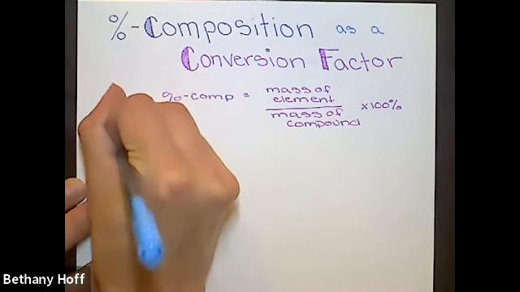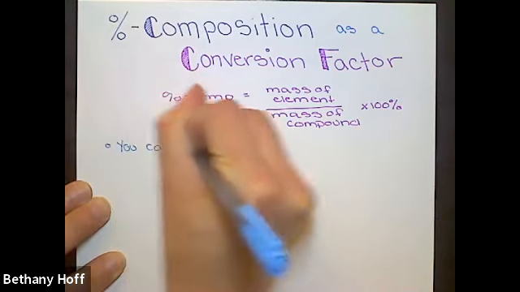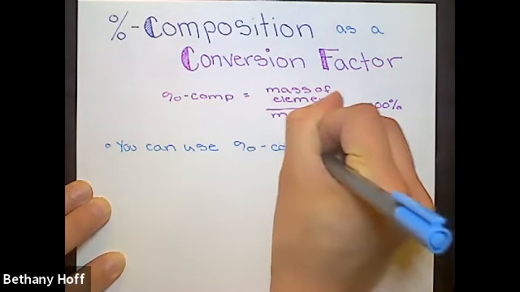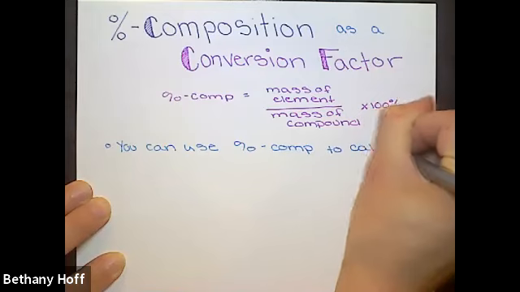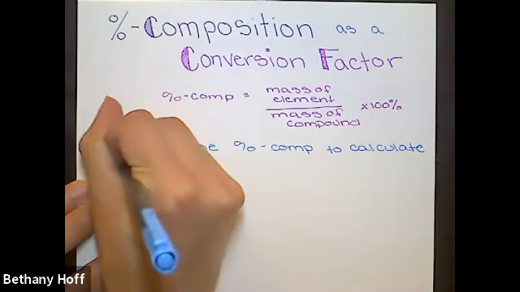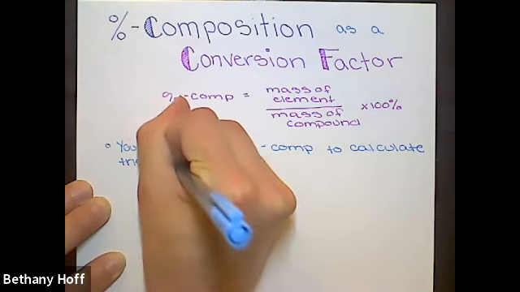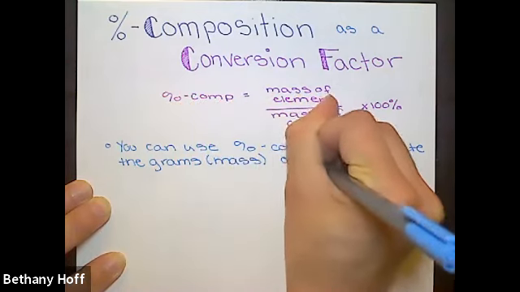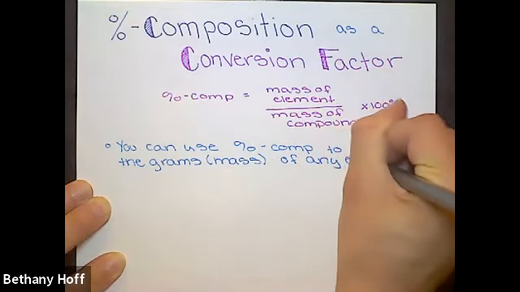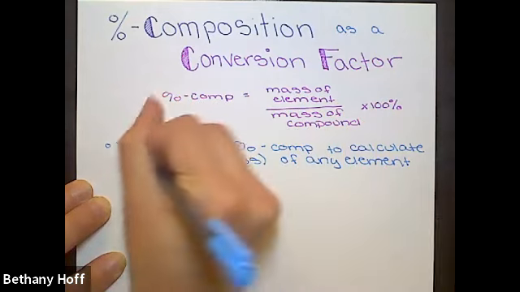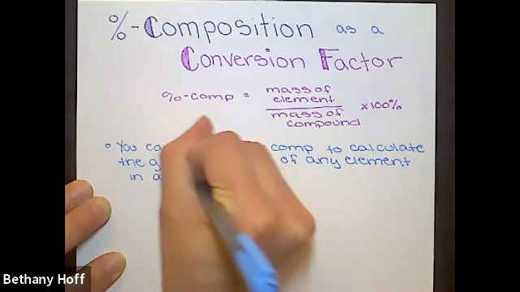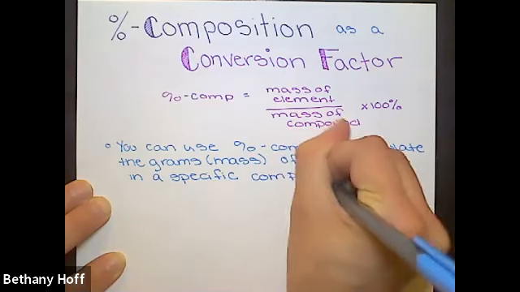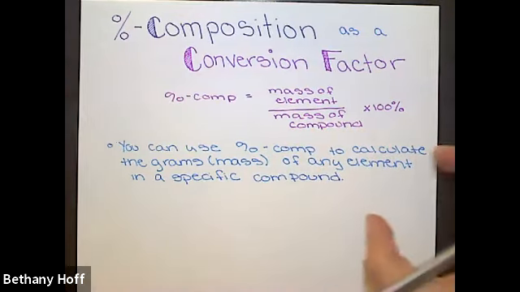So one of the key ideas is that you can use percent composition to calculate the grams, which is of course mass, of any element in a specific compound. So this is what we're going to be doing.